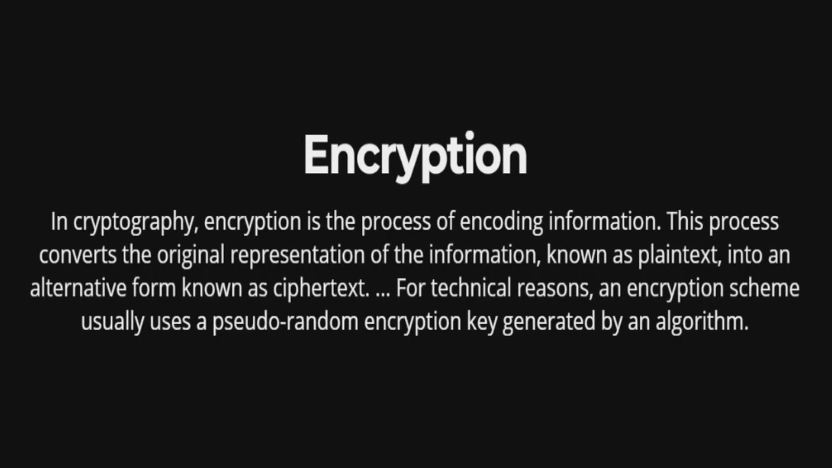Encryption. In cryptography, encryption is the process of encoding information. This process converts the original representation of the information, known as plain text, into an alternative form known as ciphertext. For technical reasons, an encryption scheme usually uses a pseudo-random encryption key generated by an algorithm.